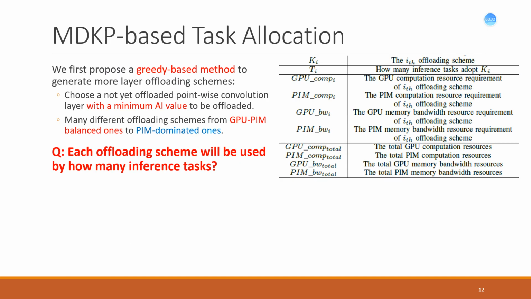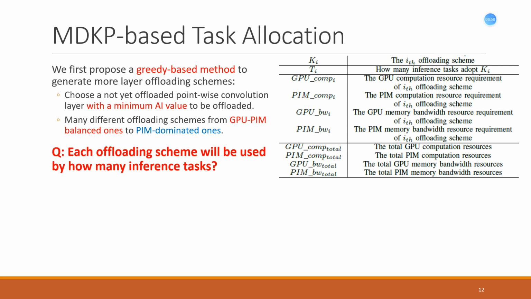To make full use of both GPU and the PCU cores, we propose an MDKP-based task allocation method. Firstly, we use a greedy-based algorithm to generate more offloading schemes by choosing one not yet offloaded point-wise convolution layer with minimum AI value to be offloaded to PIM. Now we have many different offloading schemes, from GPU PIM balanced ones to PIM dominated ones.